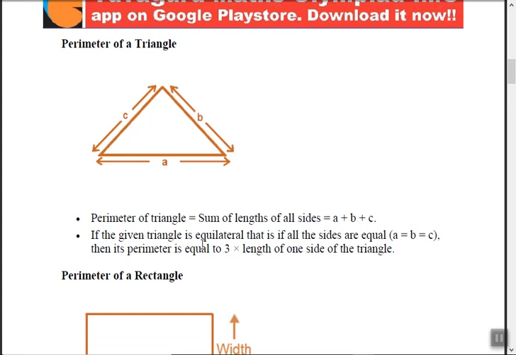Perimeter of a triangle. Perimeter of a triangle means what? Sum of all the sides. A plus B plus C. If the given triangle is equilateral, then all the sides are equal. Equilateral means all sides equal. So A plus B plus C will be what? A plus A plus A, right? So it will be 3A. That is 3 into length of the sides of the triangle.